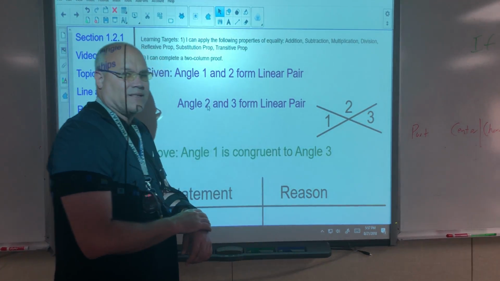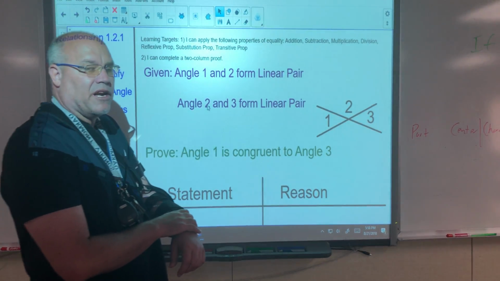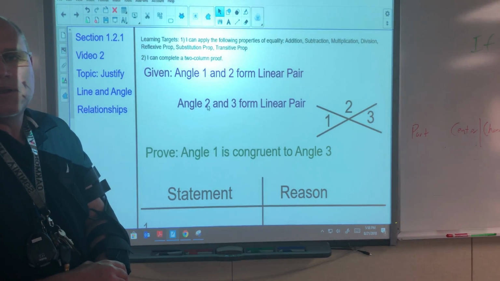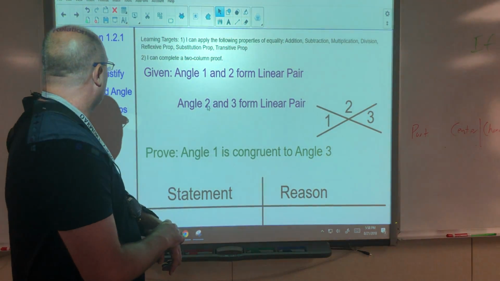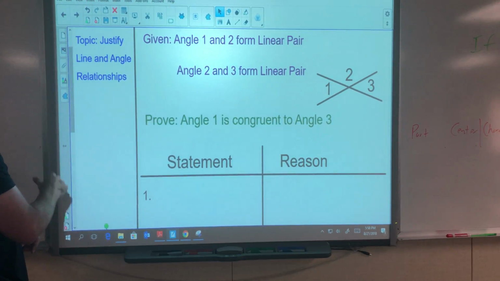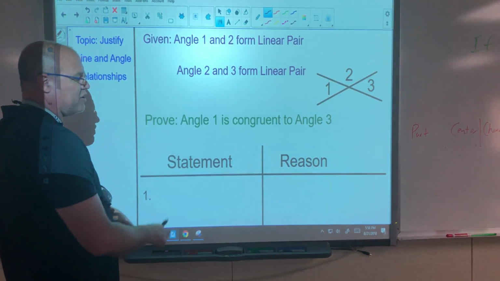So this is actually the proof of the vertical angle theorem. Again, theorems become theorems after they have been proven true by mathematicians. So we're going to do the actual proof for it. We start off with our first statement. What should it be? Again, you can pause the video and think. What's our first statement and reason?